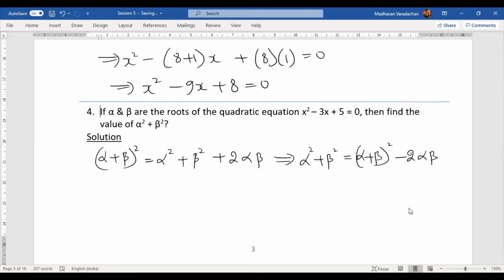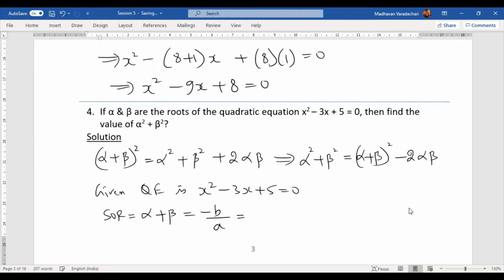What is the quadratic equation given? Given quadratic equation is x square minus 3x plus 5 equal to 0. Now, sum of the roots is nothing but alpha plus beta, which we know it is minus b by a. What is minus b in this? It is minus of minus 3. What is a in this? It is 1. So it becomes 3 by 1. So it is nothing but 3. Means sum of the roots is 3.